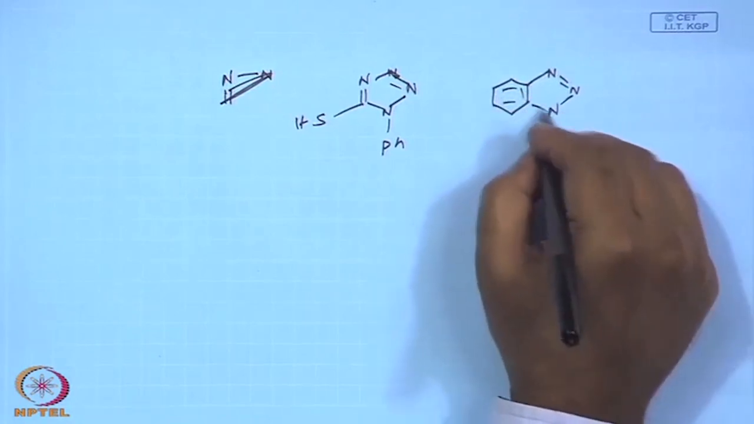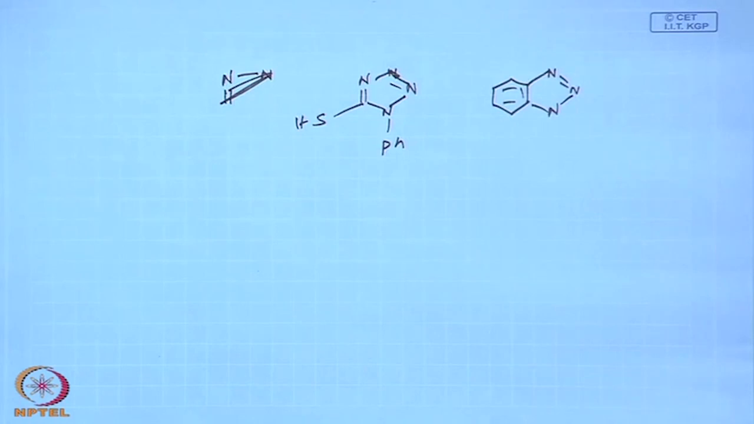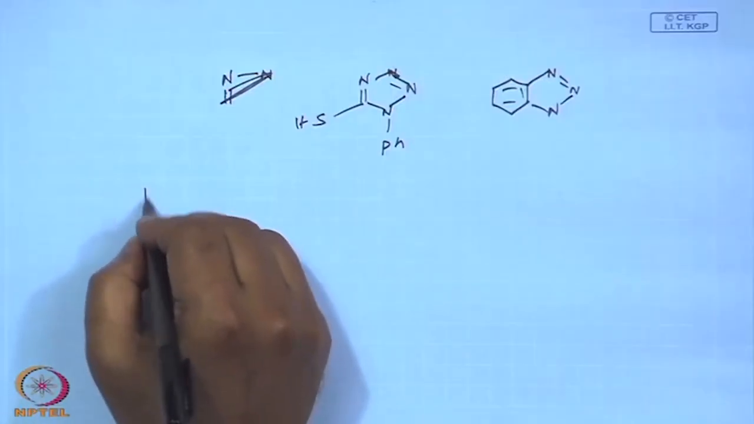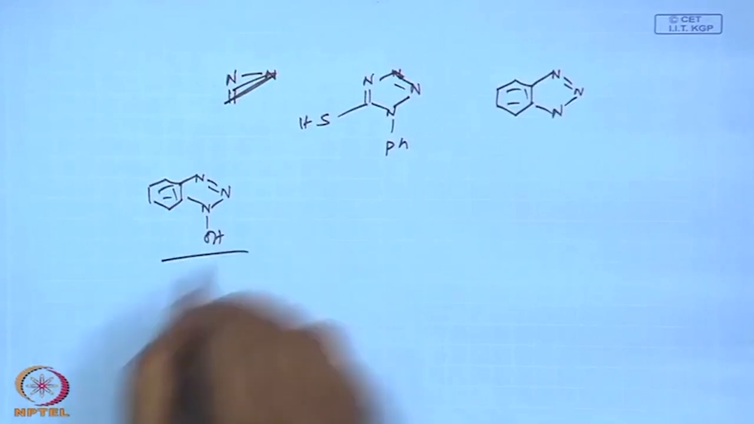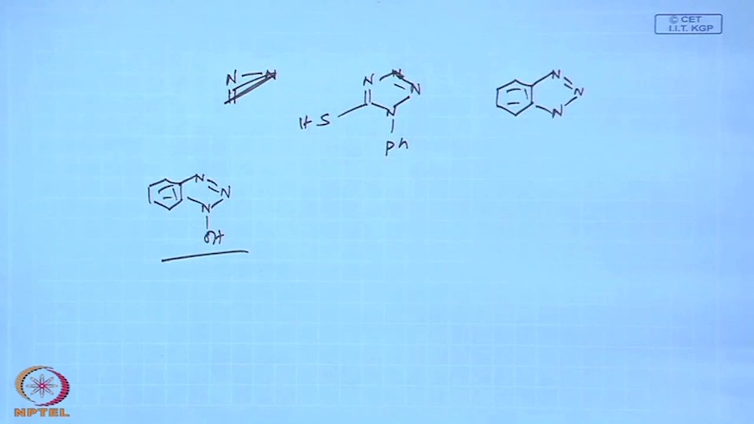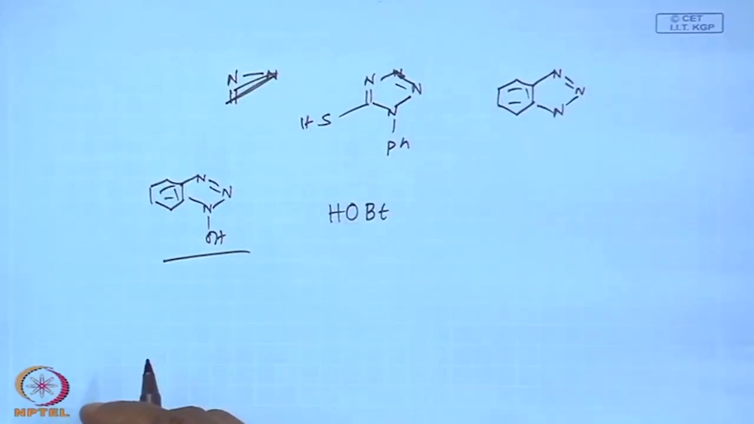How to make this reagent? What is it known as? Benzotriazole. How do you make? Orthophenylenediamine and diazotization. Yes, okay. Now, you have to tell me what is this reagent? It is a famous reagent in peptide chemistry. Very good. HOBT. What is the full form? Hydroxybenzotriazole. Good? So, you know.